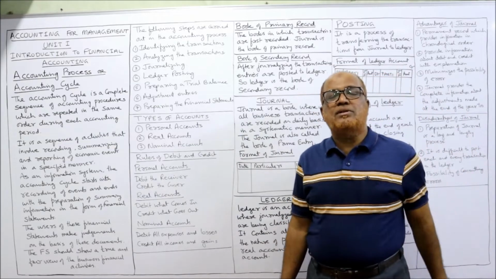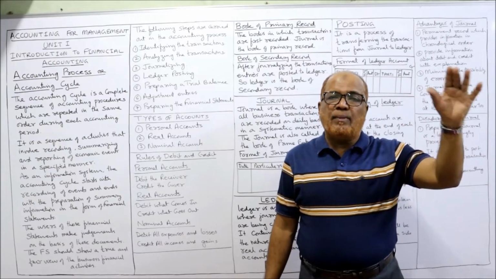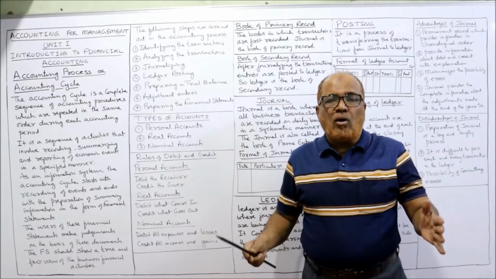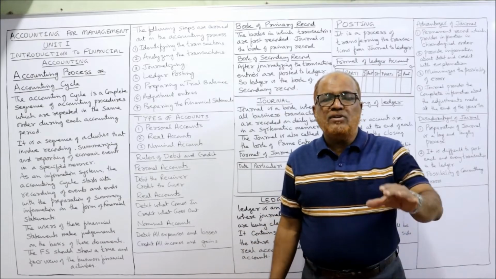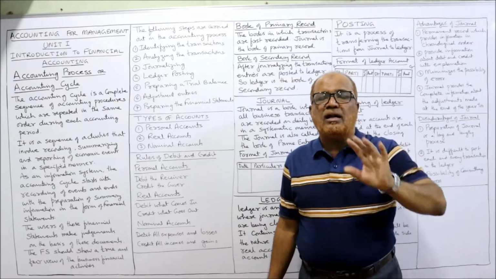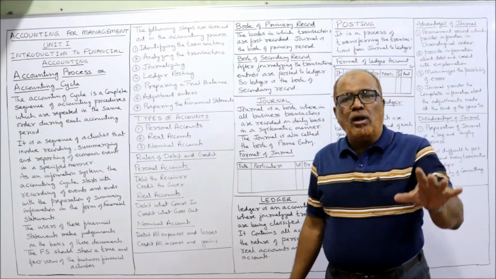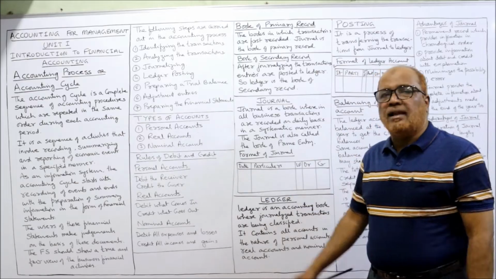Apart from the artificial person, the person which is created by law. Example, a joint stock company, a public corporation. A company which is formed by the law is called an artificial person. That is also a person. So accounts of all persons are called personal accounts.